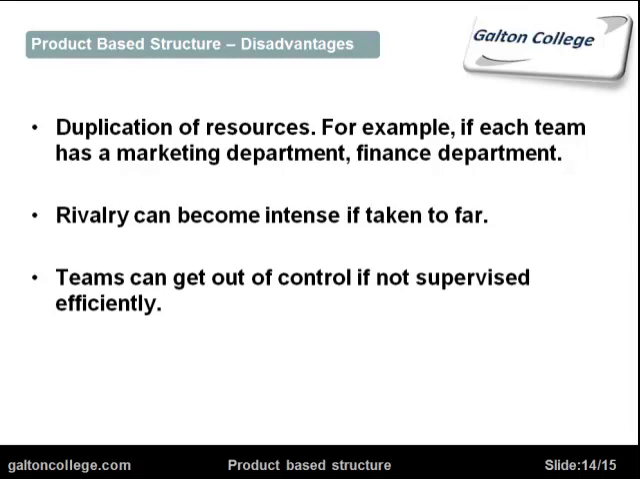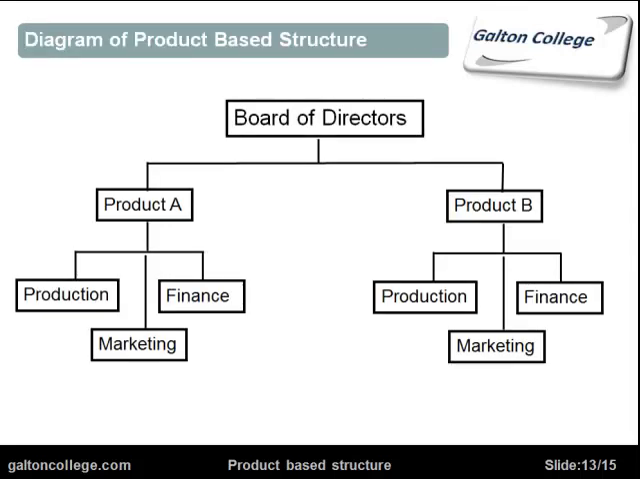So teams can get out of control if not supervised efficiently. So there is a problem here that it needs careful management, because they are quite separate entities and they need to be controlled within the single group organisation. So I think it's a relatively straightforward concept. 2 businesses, board of directors, and that's all we really need to know about it.